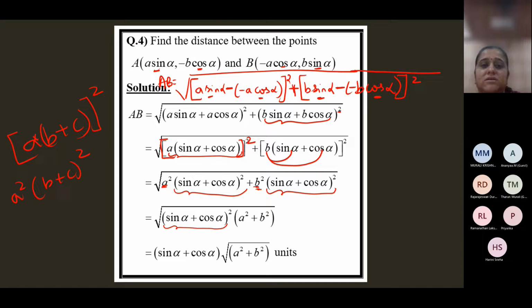Don't expand it. You can get rid of the square root, because when it is sine alpha plus cos alpha the whole square, it comes out of the square root as sine alpha plus cos alpha. The terms are under the square root and you want to get rid of the square root symbol. So when they are perfect squares, have them as they are. Don't expand and disturb them. So sine alpha plus cos alpha will come out of the square root, but this remains under the square root: root of a square plus b square units.